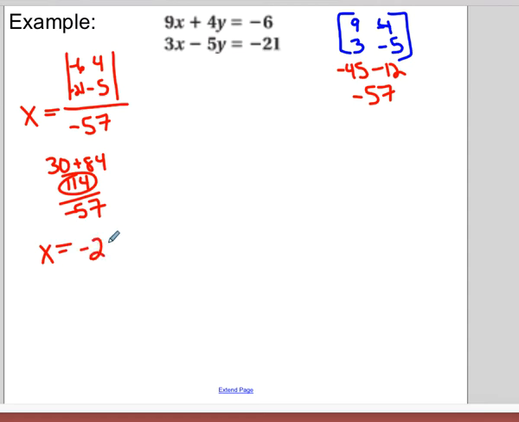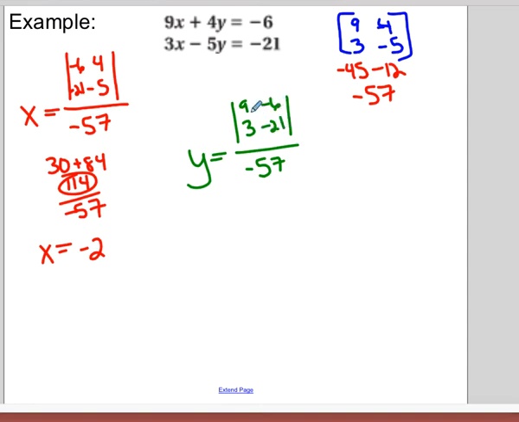If I want the y coordinate, now keep in mind I could just plug in x and then solve for y, which would be easier, but I'm going to do it out with Cramer's rule for the y coordinate. So the y coordinate is going to be equal to the determinant, again divided by the determinant of my coefficient matrix, so -57. But now I'm going to keep the 9 and 3, but instead of my y coefficients 4 and -5, I'm going to swap them out with the -6 and the -21. So I got 9, 3, -6, -21.